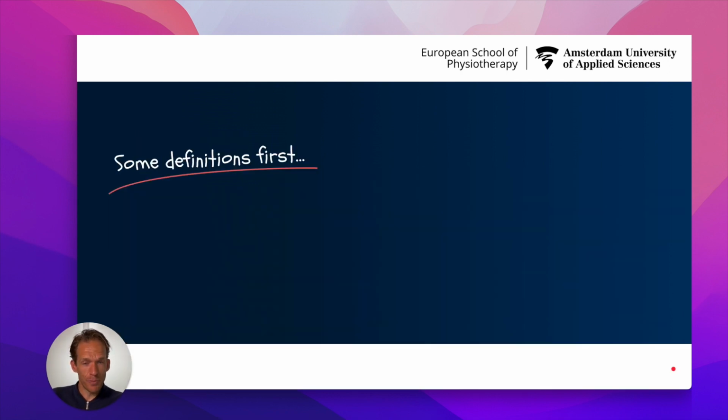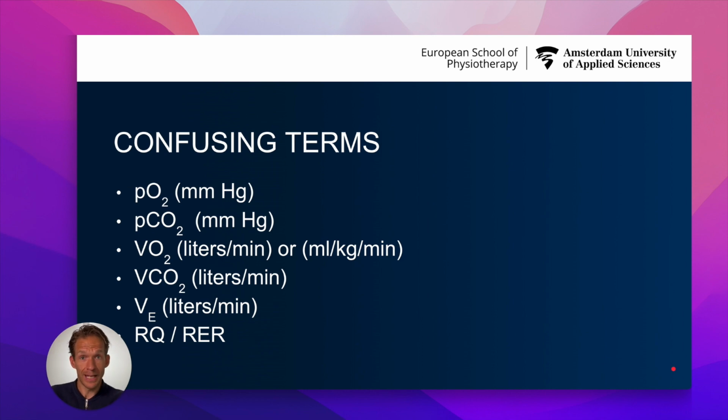But first, some definitions before we look into the details of the regulation, because from experience I know that sometimes a couple of P's or V's are difficult to differentiate, and they do make a big difference. So let me just go through this list and explain how the P is different from the V. So here you can see the PO2, which stands for small p, partial pressure of O2. That is expressed in millimeters of mercury because that's the unit that is used for pressure. Similarly, for CO2, you have the small p that explains the partial pressure of CO2.